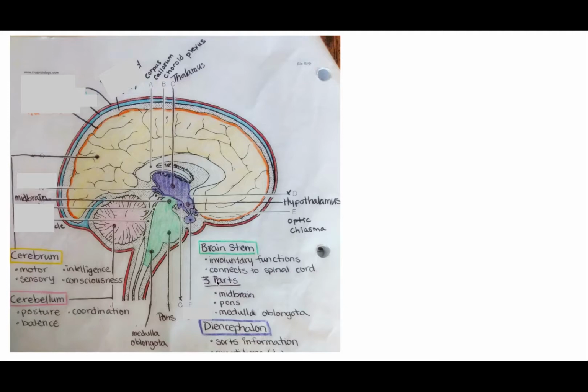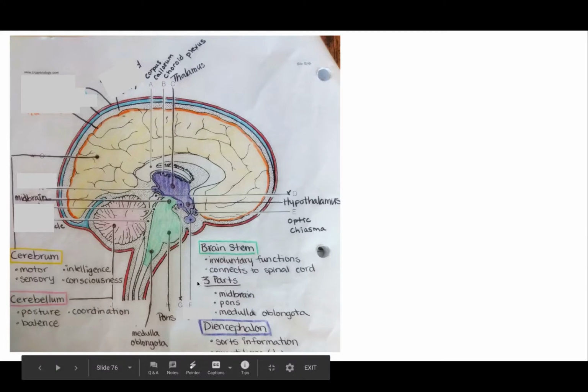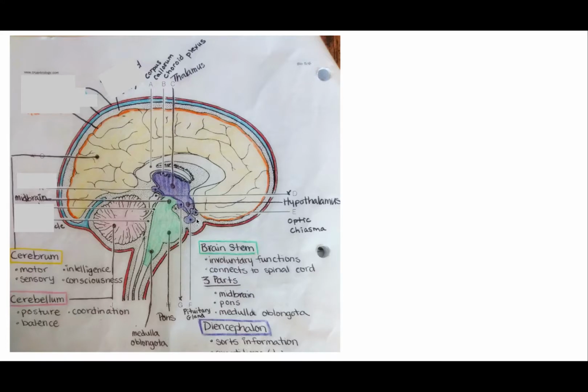All right, moving down and around here, we've got F. Okay, this is pointing to the pituitary gland, and it kind of has these two little lobes to it. We will talk about the pituitary gland in great detail in the next unit for the endocrine system. It's considered our master gland. You don't need to know G, right?